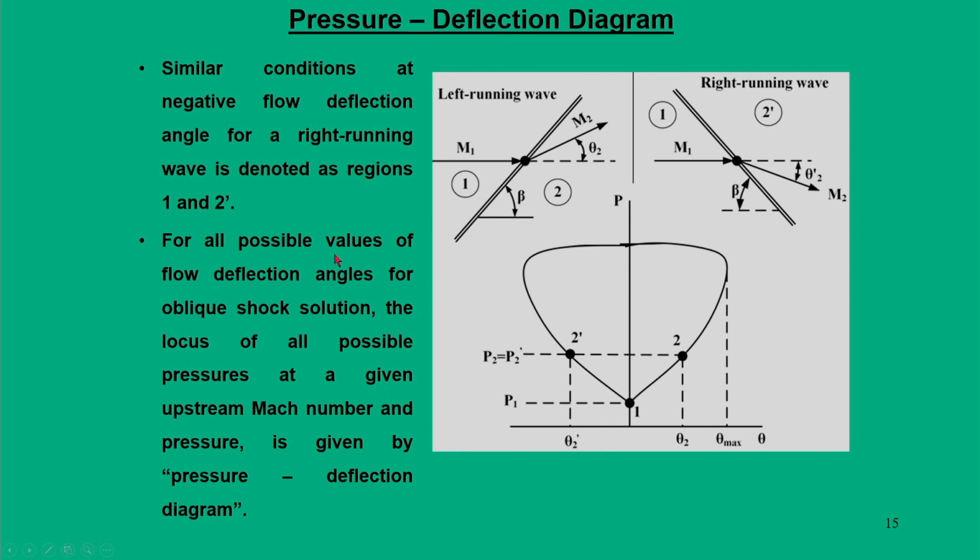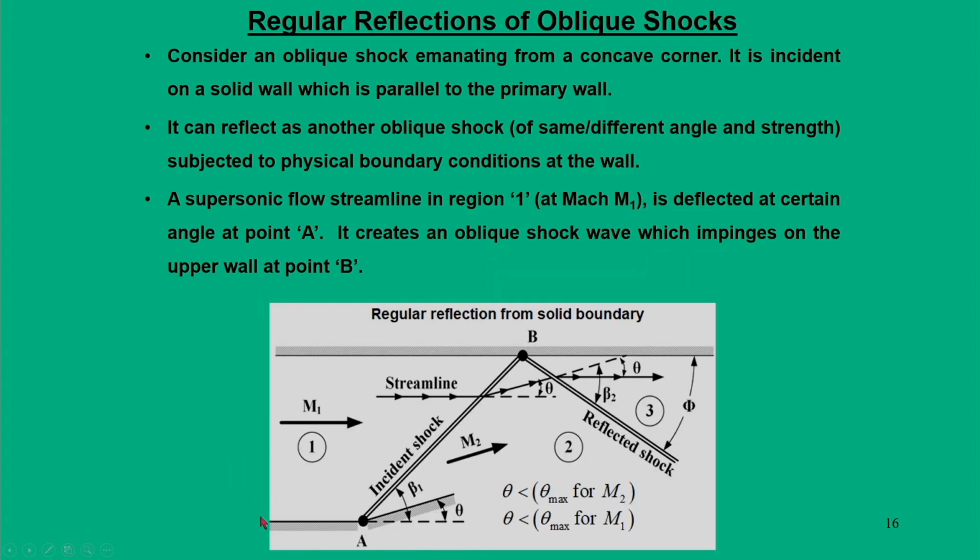So, for all possible values of flow deflection angles of oblique shock solutions, the locus of all possible pressures at a given upstream Mach number is represented by a pressure deflection diagram. So, we have demonstrated two things, one is the shock polar, the other is the pressure deflection diagram, as representations of oblique shock in graphical form. Now, let us see a practical situation in which the importance of at least one particular diagram, that is the pressure deflection diagram, is realized.